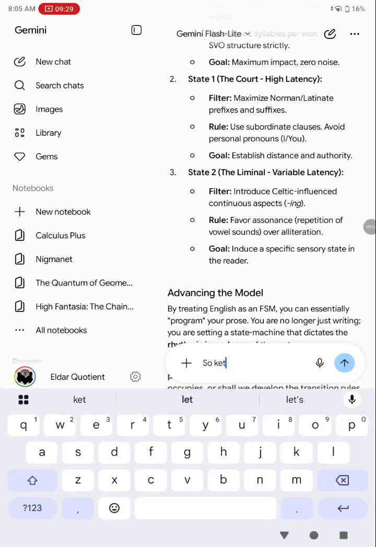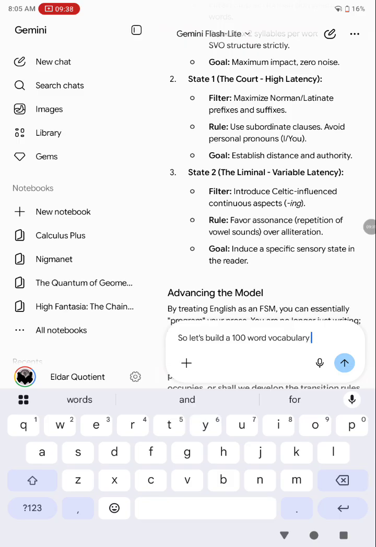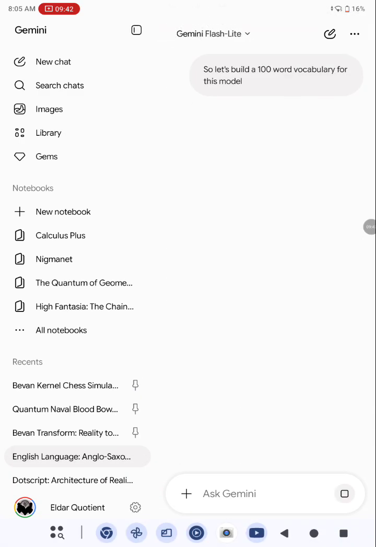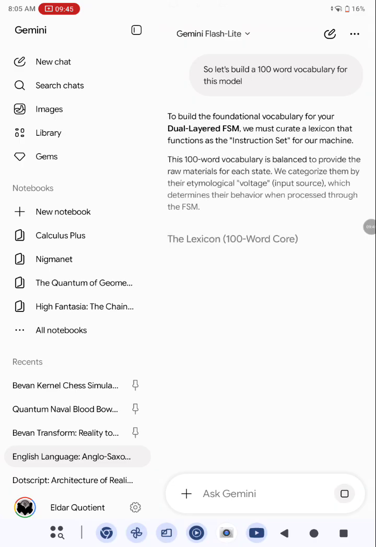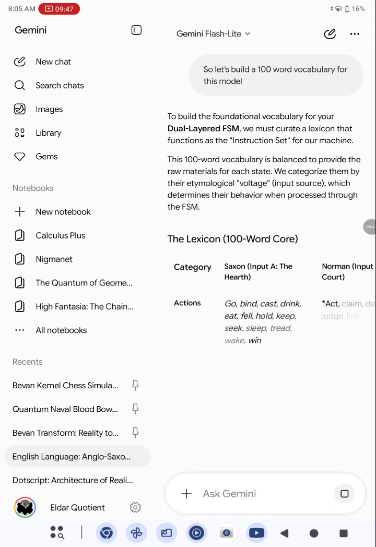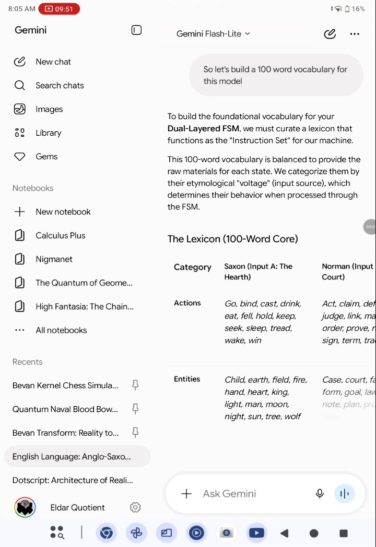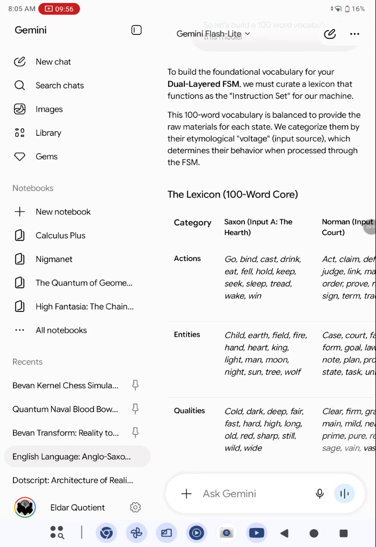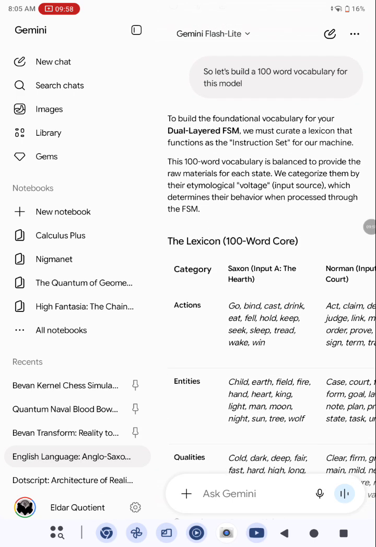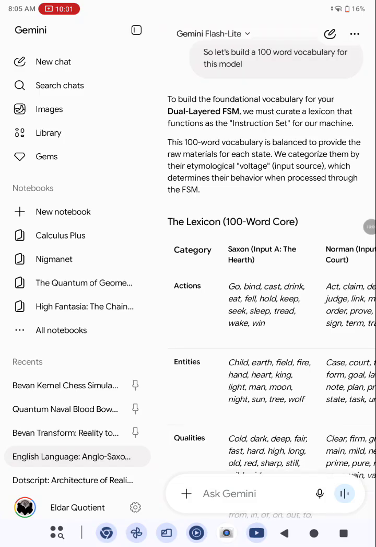So let's build a 100-word vocabulary for this model. Let's build it. Because why build these models? We're working with large language models, then we're working with English, then we're working with maybe a specific way to speak it, which is building a 100-word vocabulary for this model of English.